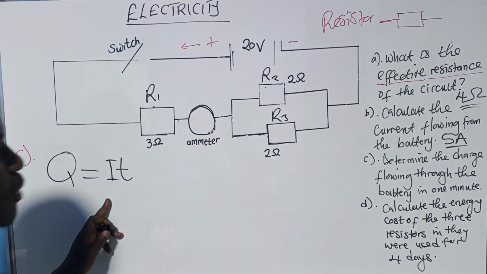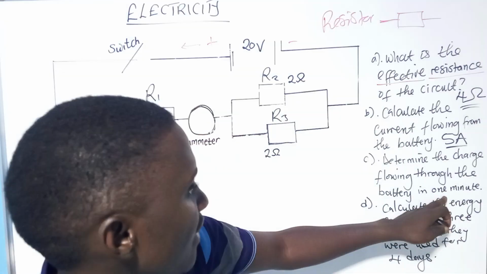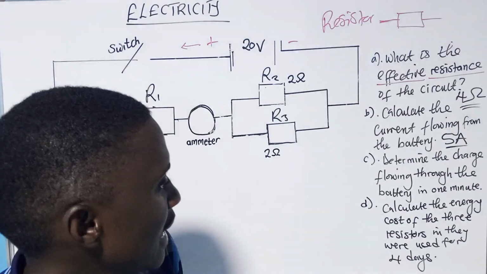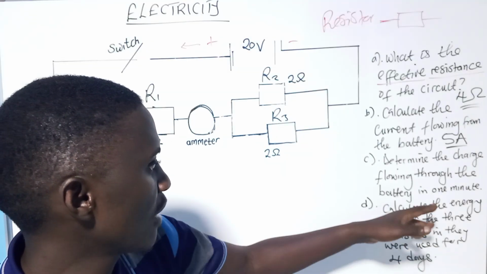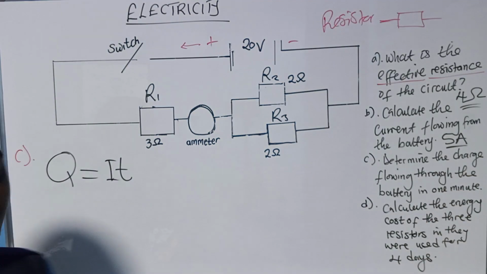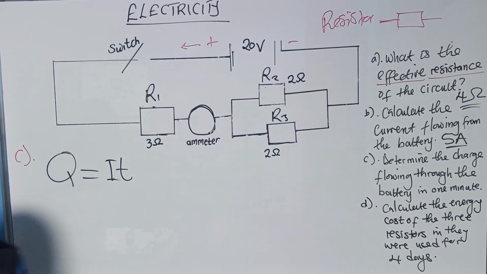So, the current we have, and we have been given that we should find the charge flowing through the battery in 1 minute. In 1 minute, there are 60 seconds. So what are we going to do there?